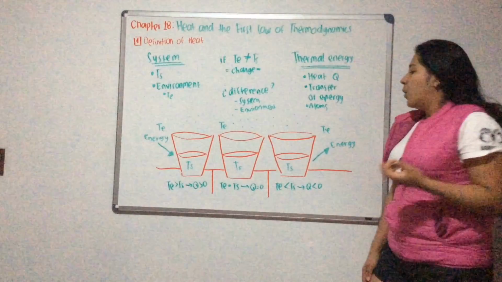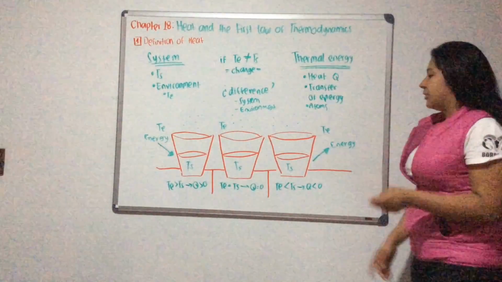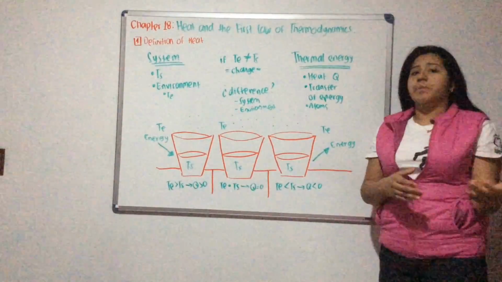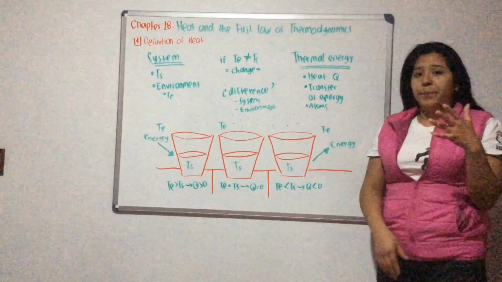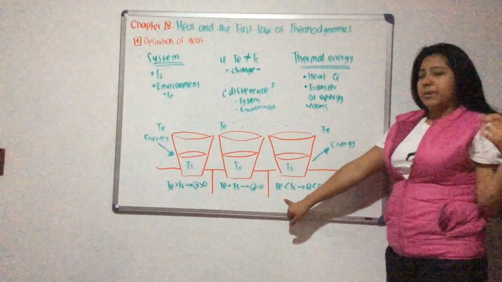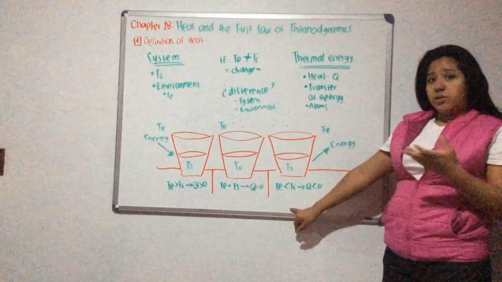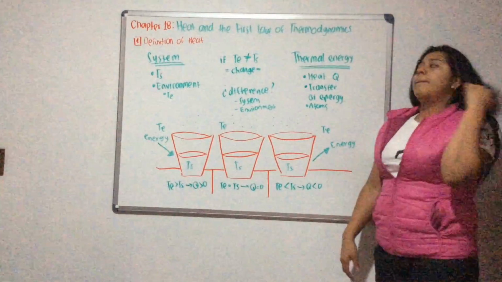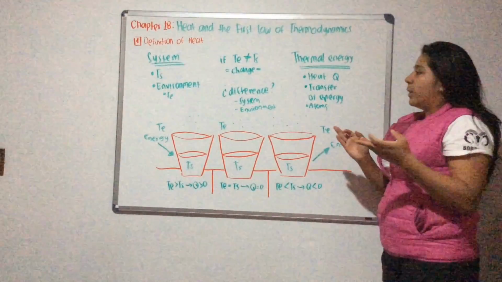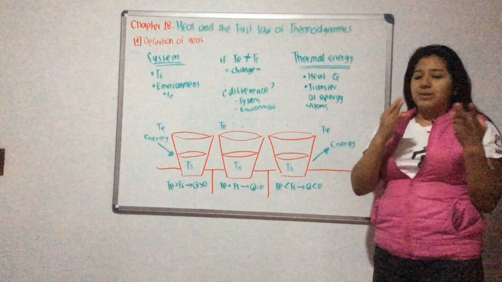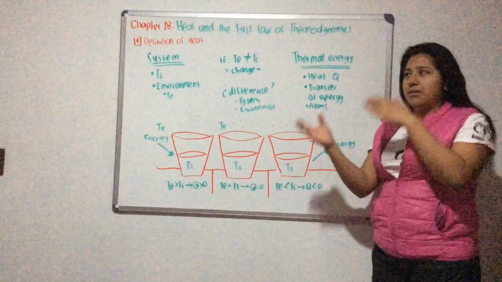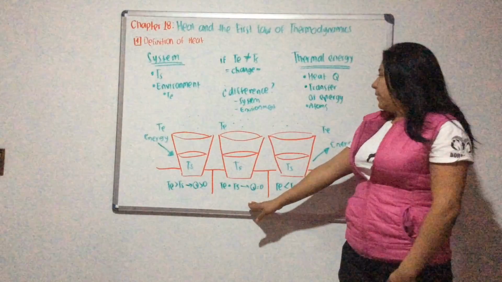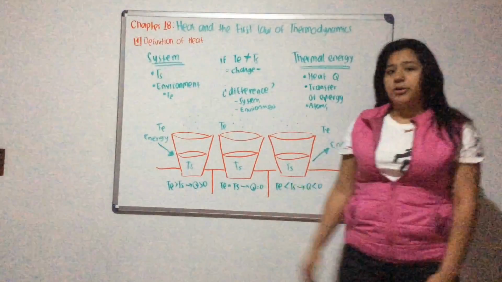Also, on the other side, when the environment is absorbing energy from the system, or the system is transferring energy to its environment, the temperature of the environment is going to be lower than the temperature of the system. Therefore, Q, or the heat, is going to be lower than zero. But when the temperature is the same in both, that means the environment and the system have the same temperature, then the thermal energy is going to be equal to zero.